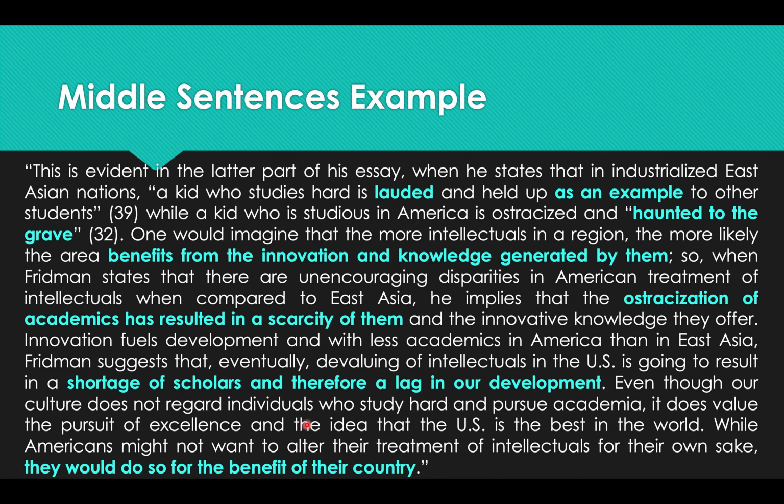So, what is it that this middle portion is doing? It's expanding on how the writer is targeting the audience, targeting the national pride, and I guess the confidence of the audience, or rather the way Friedman understands the audience altogether. He understands that his audience, primarily Americans, may not care about this whole anti-intellectual attitude, but they don't want to be last.